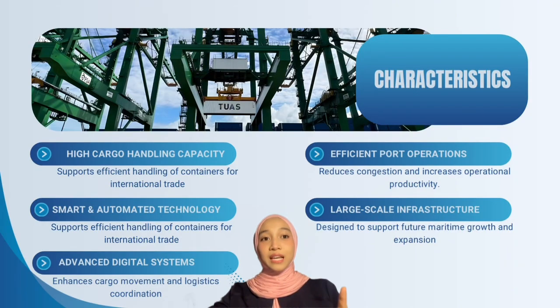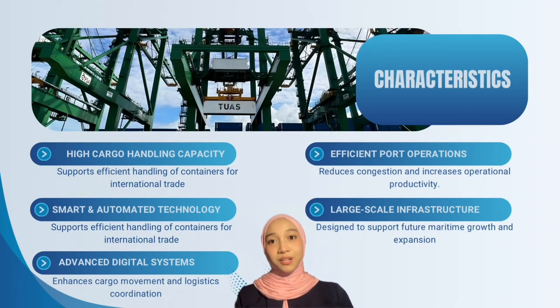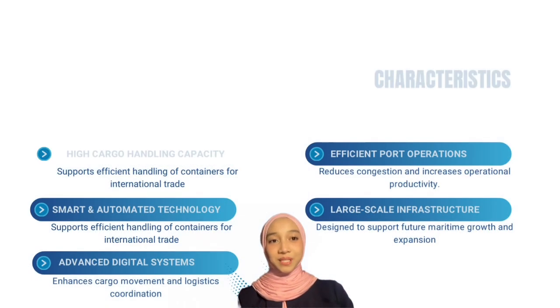Firstly, Tuas Megaport has a high cargo handling capacity which allows efficient handling of containers to support international trade activities. Besides that, the port uses smart and automated technologies such as autonomous vehicles, automated cranes to reduce the dependency on manual labor and improve efficiency. Furthermore, advanced digital systems are also used to improve cargo movement and logistic coordinations. These systems help reduce congestions while increasing operational activity. Lastly, Tuas Megaport is known for its large-scale infrastructure that support future maritime growth and expansion.